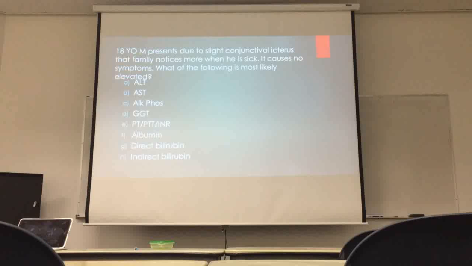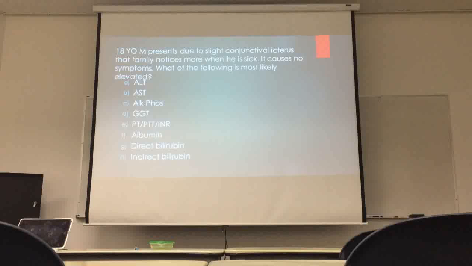So an 18-year-old male presents due to slight conjunctival icterus that the family notices more when he is sick. Causes no symptoms. What is most likely elevated? Does direct versus indirect mean conjugated or unconjugated? I think it's the indirect, because the direct is conjugated. Why isn't it ALT, AST, alpha GT? Because that's not causing him to be icteric.